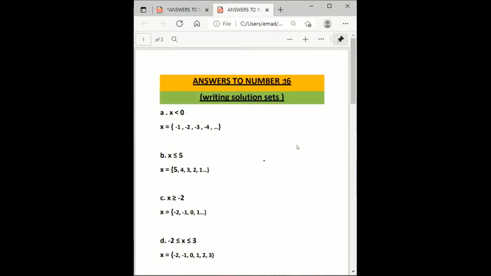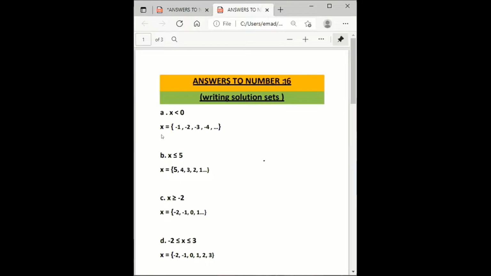Yes, good morning to you all. My name is Miriam Georgina, and I'm discussing number 16, which says writing solution sets for the following numbers. So our first number is this, and we are going to read it as x is less than 0. So if we are to write the solution set for this inequality here, our solution set will comprise of numbers that are less than 0 because of this symbol here, which is a less than.